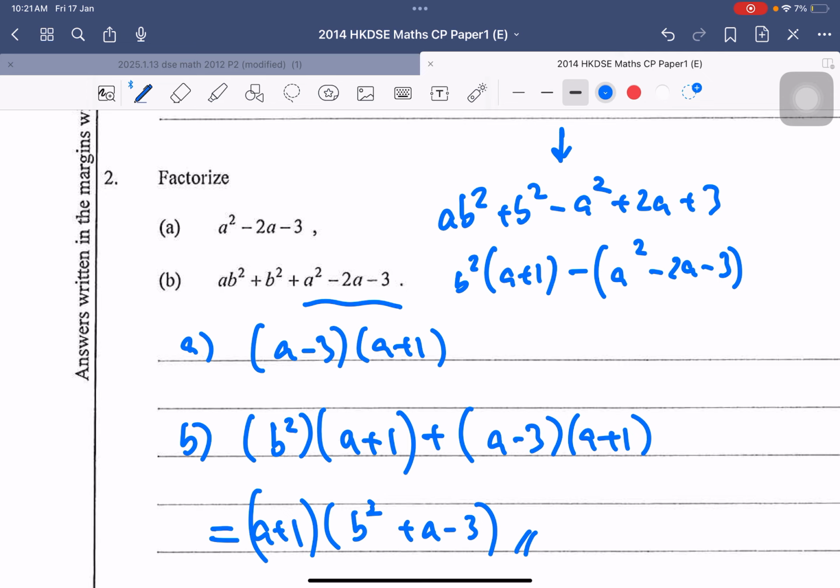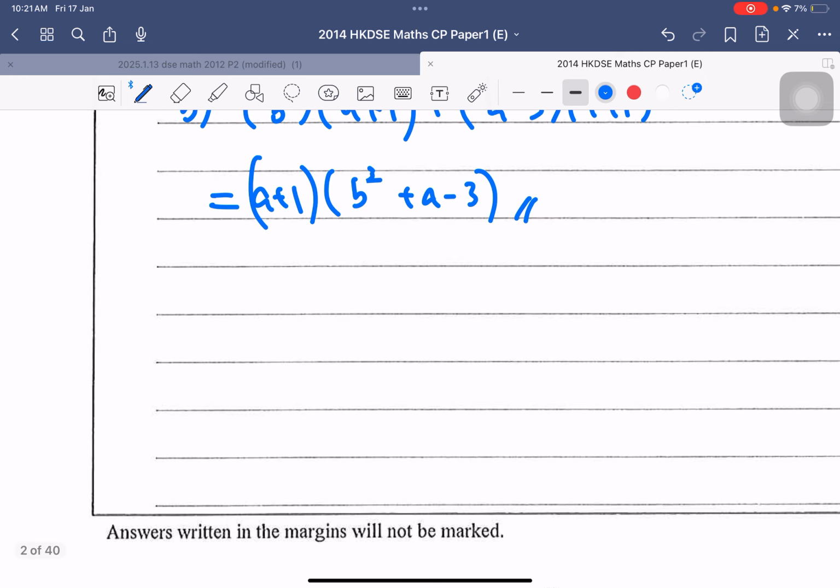Alright, one more question in the modified paper I want to go through as well. You don't need to take it out, I'll just write it down, okay? That's an inequality. So, I want to go through this question: 3x minus x minus 4 divided by 3. Some of you got it wrong as well.